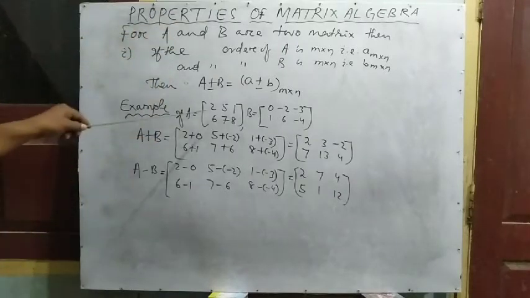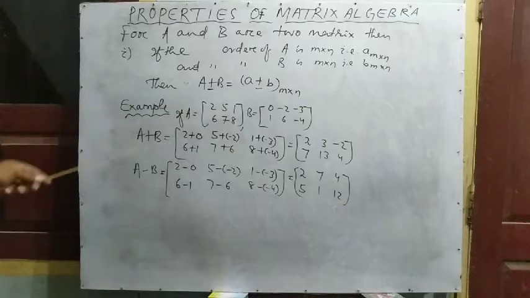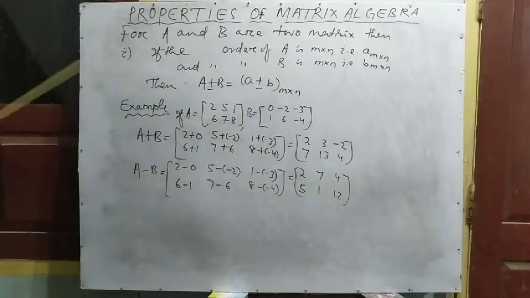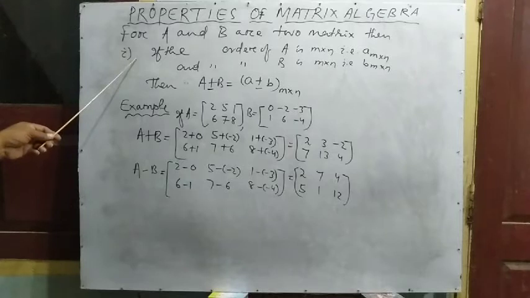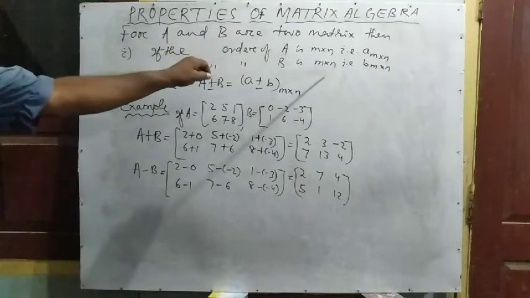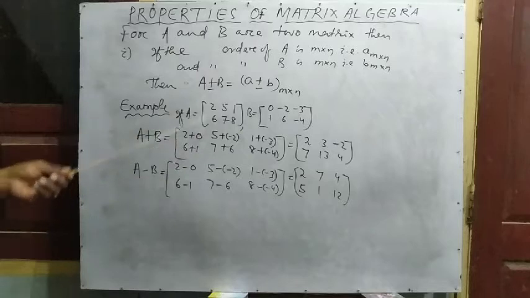You look at here, A is one of the matrices, meaning the numbers are arranged in two rows. Here in B also there are two rows. The first property of matrix algebra: if A and B are any two matrices of the same order, m by n order, here also m by n order. M by n order means m rows and n columns.